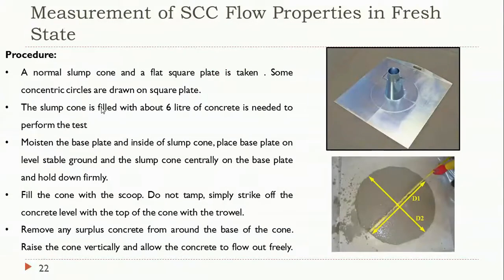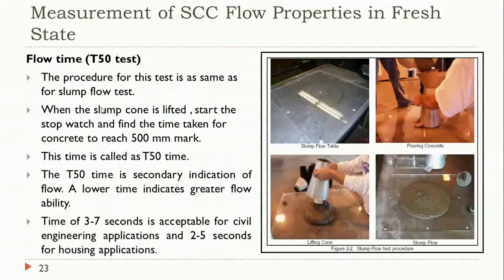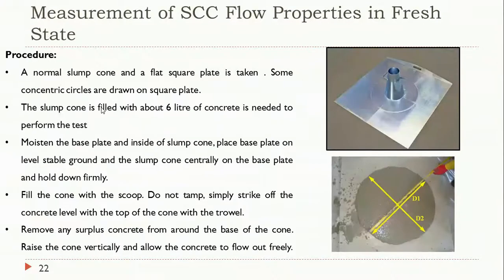So this is the apparatus that we use to measure the self compacting concrete flow. We have a base plate, you can see there, and we have a slump cone, and we have two concentric circles marked on the base plate. One is of 200 mm diameter, and the other, which you can see in the above picture, is of 500 mm diameter. So here what we do is, we place the slump cone at the center of the base plate.